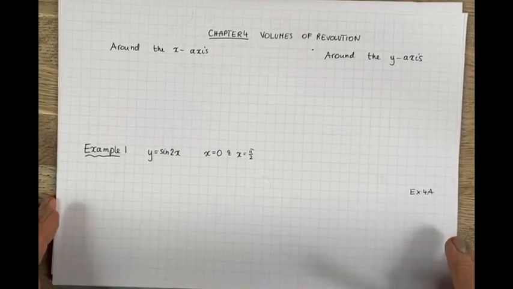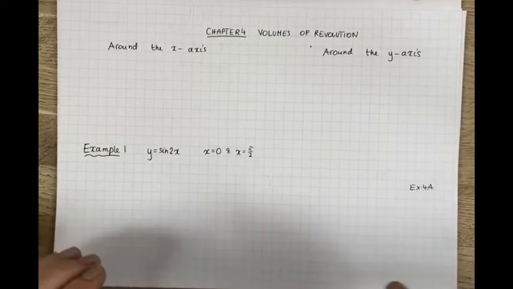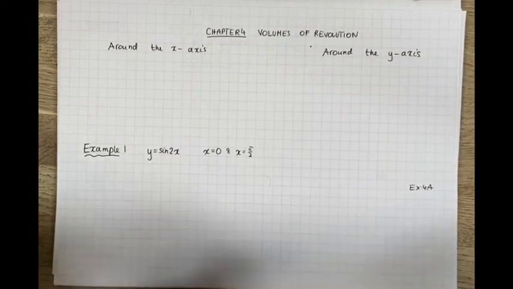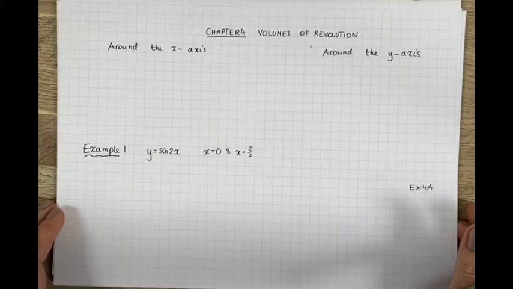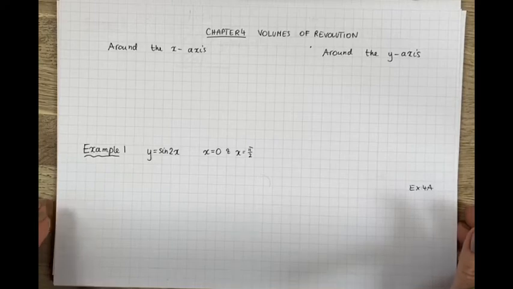Okay, chapter 4 is on volumes of revolution. This is just an extension of what you did last year. So let me remind you of how to find the volumes of revolution around the x-axis. This is when it's rotated by 360 degrees, or 2 pi, around the x-axis.